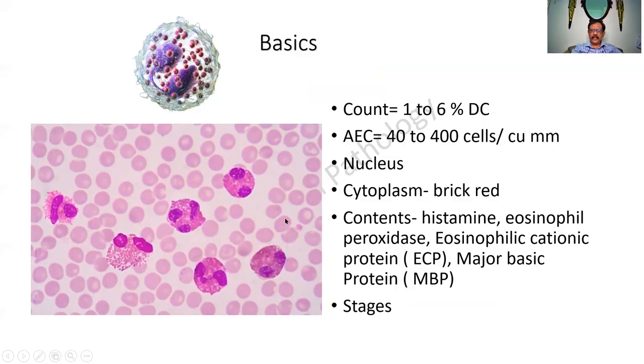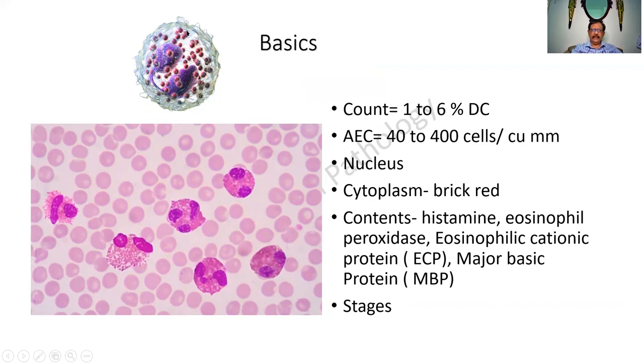It is usually seen in allergic reactions, and it elaborates a lot of substances such as histamine, eosinophil peroxidase, eosinophil cationic protein, and major basic protein. These are all important in the infestation and the destruction of the parasites. Important in type 1 hypersensitivity as well.